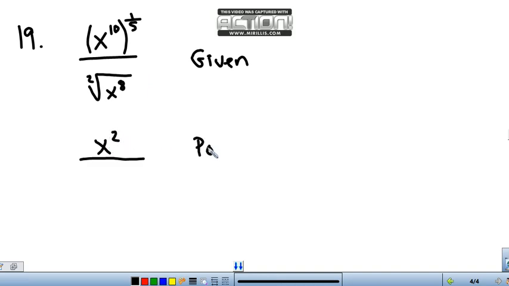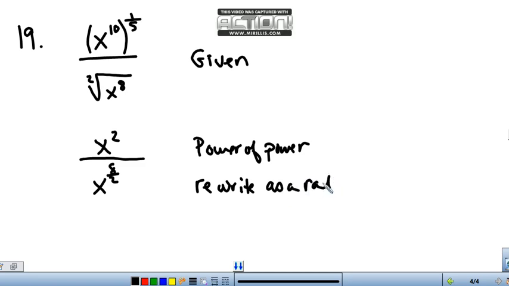Okay, so power of power. And then the denominator, rewrite it as a rational exponent. So that will be 8 over 2, which is equal to 4. Okay, rewrite as a rational exponent. Just to save some room and time, 8 divided by 2, I'm going to go ahead and change that to a 4.